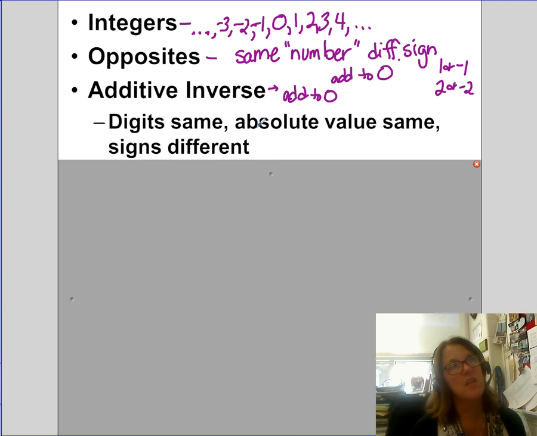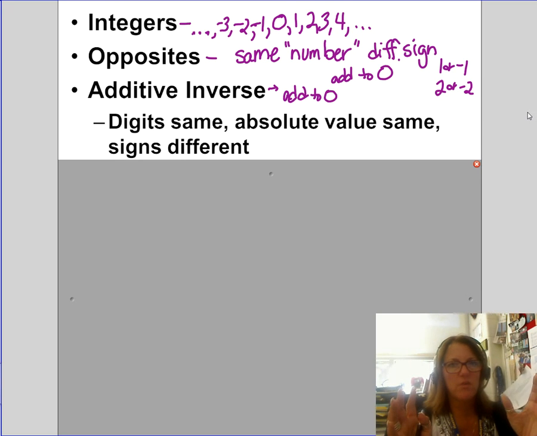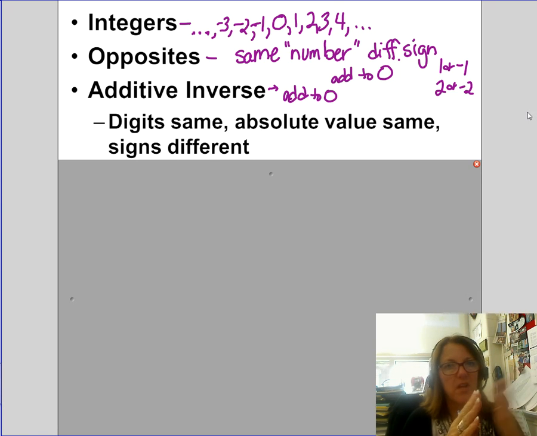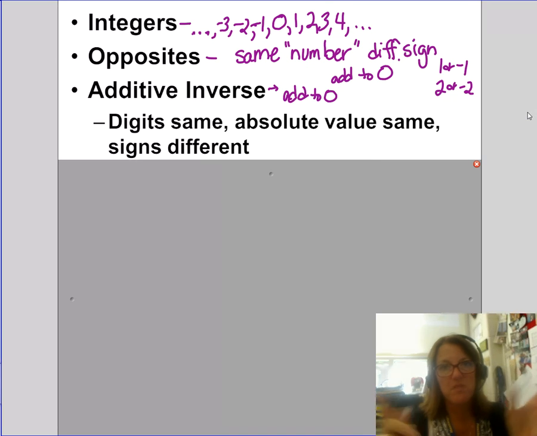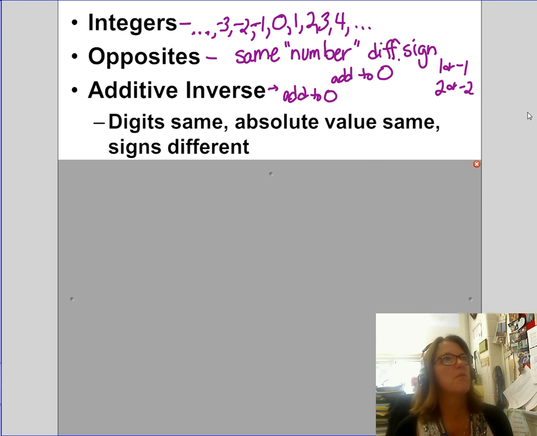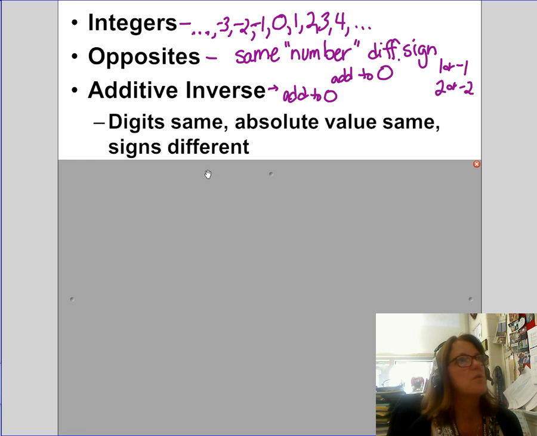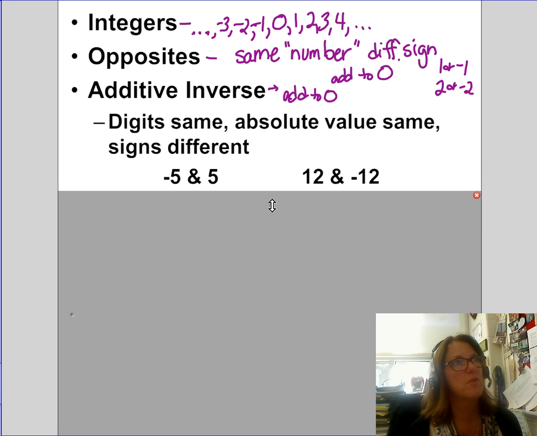The digits are the same. The absolute value is the same. We're going to talk more about absolute value in a few days, but absolute value means what is your distance from 0 on the number line? 5 is 5 units away from 0 on the number line. -5 is 5 units away from 0 on the number line. They have the same absolute value or distance from 0. Their signs are different, but the digit part is the same. That's the kicker, all right? So opposite and additive inverse we'll kind of use interchangeably for now, they refer to the same thing.